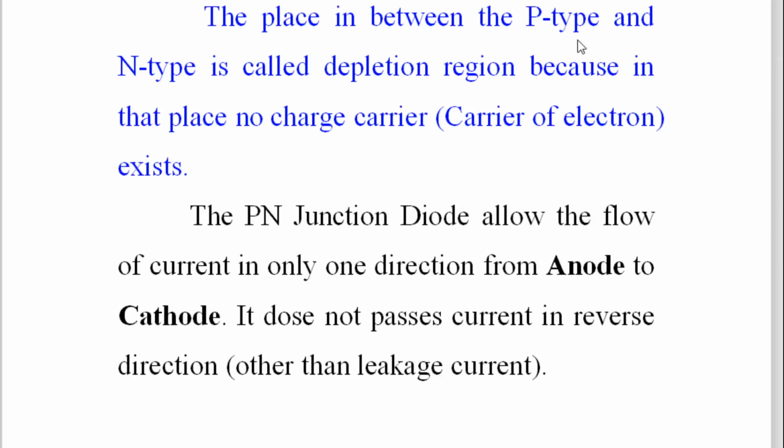So the place between the P-type and N-type material is called the depletion region or depletion layer, because in that place there is no charge carrier. An electron is a charged particle, and a charge carrier means a carrier of charge. So in the depletion layer of the PN junction diode, no charge carrier exists. This is a statement and we are going to prove why inside the depletion layer no charge carrier exists.